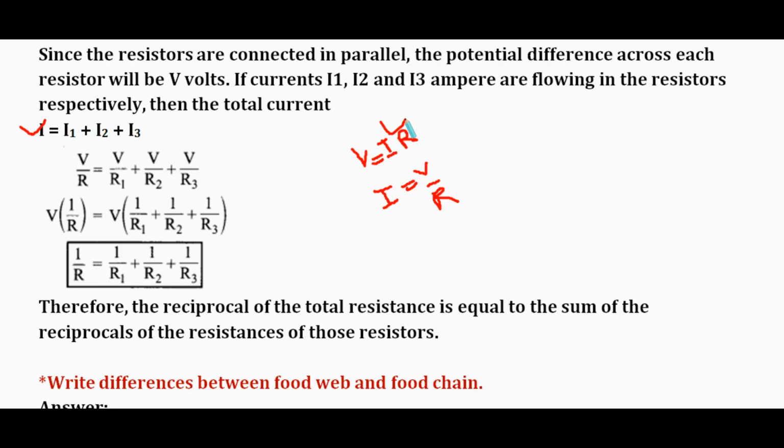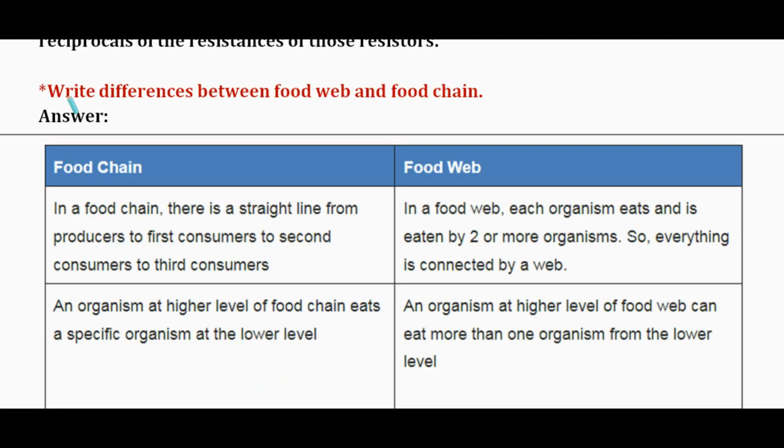We know from Ohm's law V equal to IR, then I equal to V upon R. Using this formula, we get in the place of I, V upon R, in the place of I1, V upon R1, in the place of I2, V upon R2, in the place of I3, V upon R3. Taking V common and cancelling it, we get 1 upon R equal to 1 upon R1 plus 1 upon R2 plus 1 upon R3. Therefore, the reciprocal of total resistance is equal to the sum of the reciprocals of the resistances of those resistors which are connected in parallel.